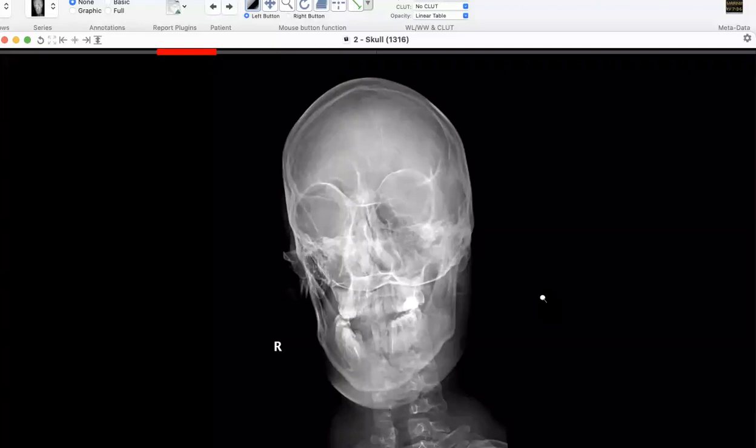So you saw two fractures. One was involving the symphysis menti. The second one was? Here in the left side of the upper part of the ramus, mandible. Okay. Yeah, here.